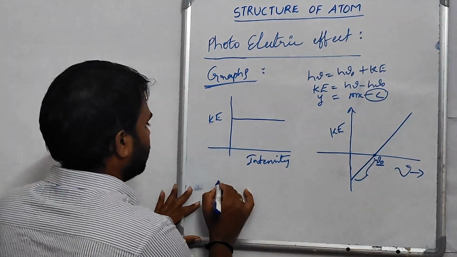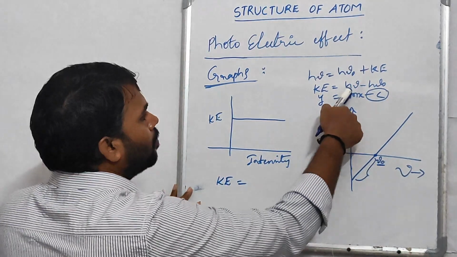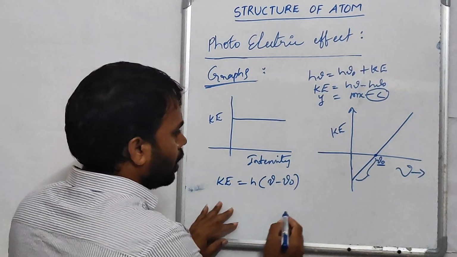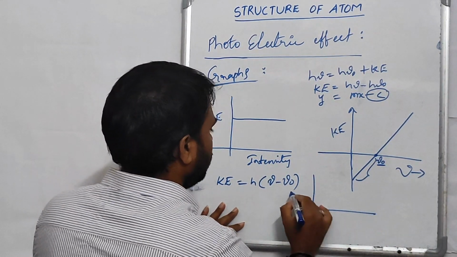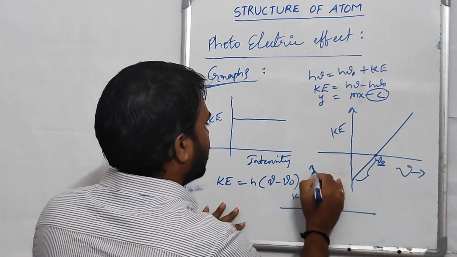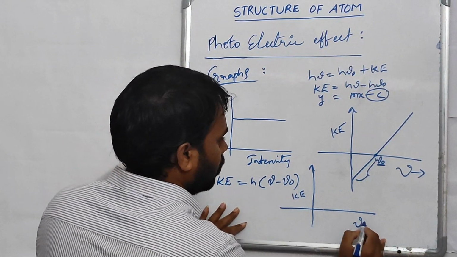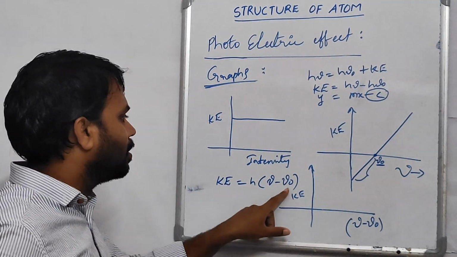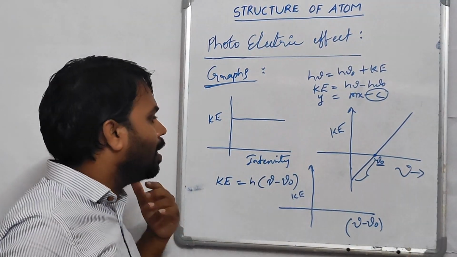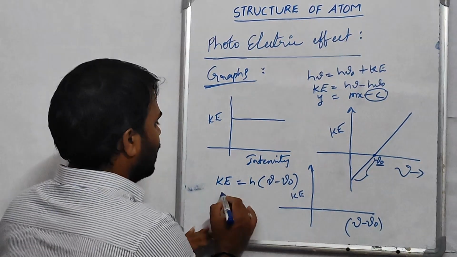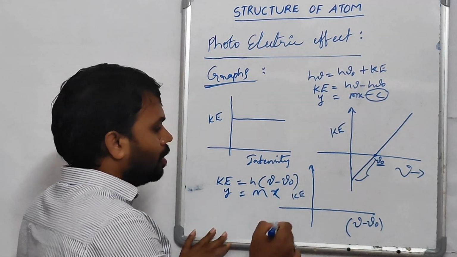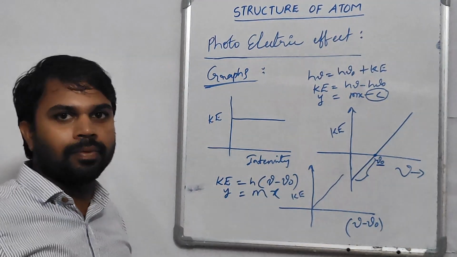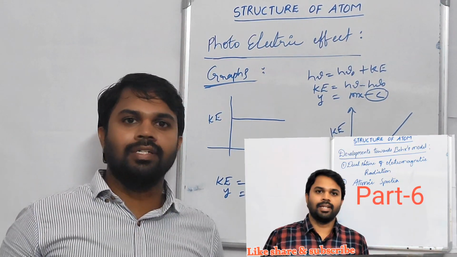Let's see one more graph. Kinetic energy equals, taking h as common, h times nu minus nu naught. This graph looks like this. Kinetic energy on the y-axis, nu minus nu naught on the x-axis. This difference means incident frequency minus threshold frequency. Then this energy is completely used for kinetic energy. This is y equals mx. This straight line passes through the origin. This is the third graph. That's it for today's class. In our next class we will discuss atomic spectra.